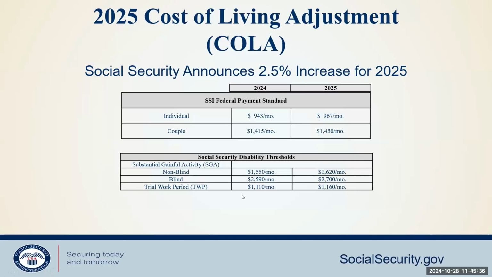And there's our trial work period. I was wrong. It is $1,110 per month this year. Any earnings above that constitute a trial work period month. It's going to go up to $1,160 for 2025, which would be considered a trial work period month.